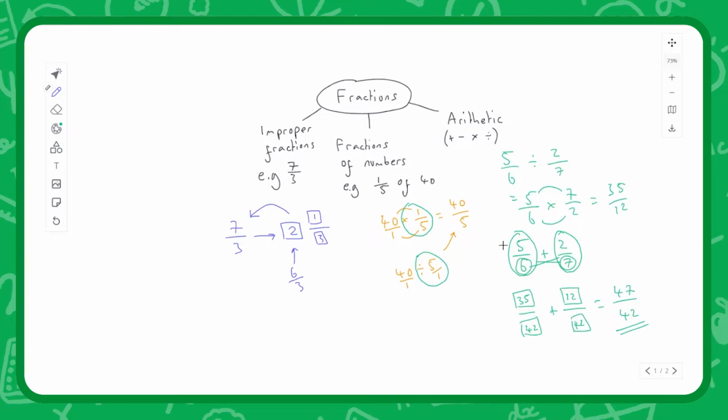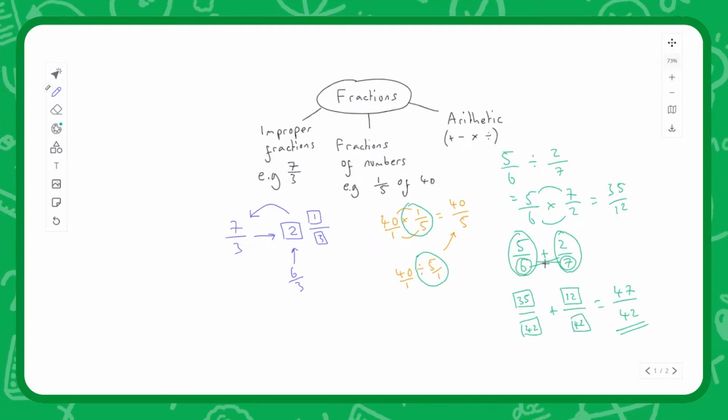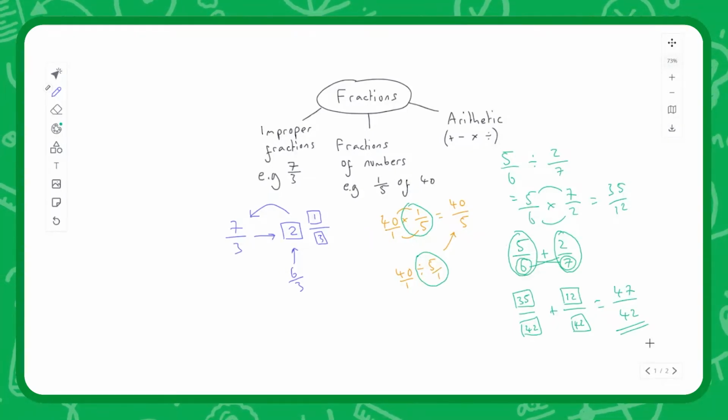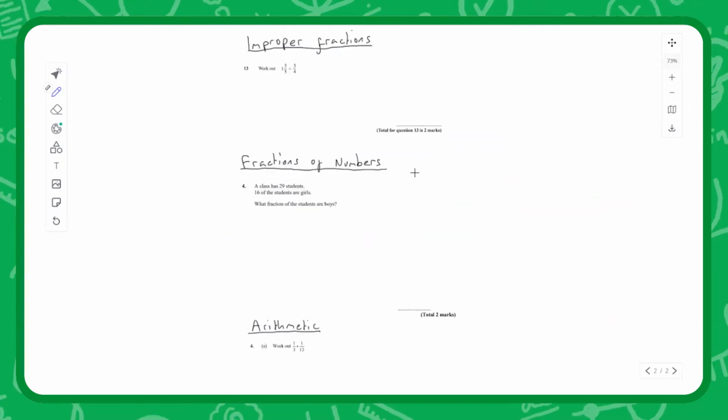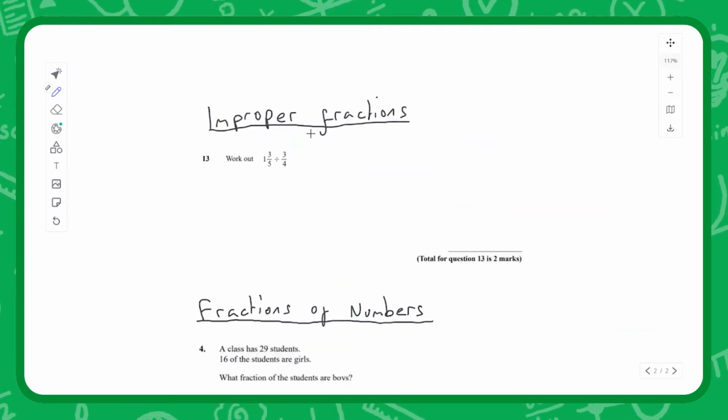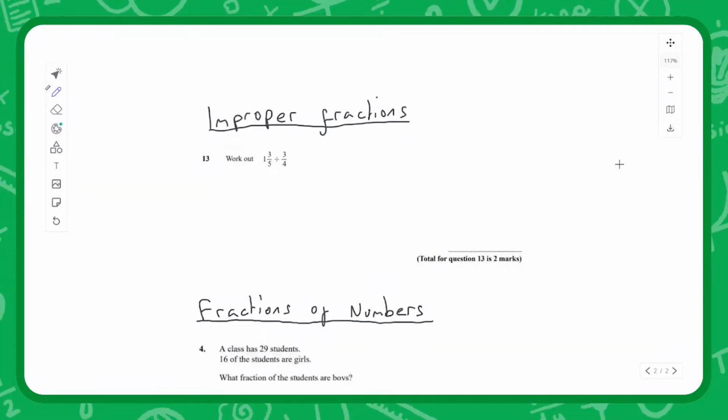And minusing is the exact same. Again, we need to have that same denominator. Right, let's go on and look at some exam style questions. So we'll go back to our topic 1 and do a practice question on this.